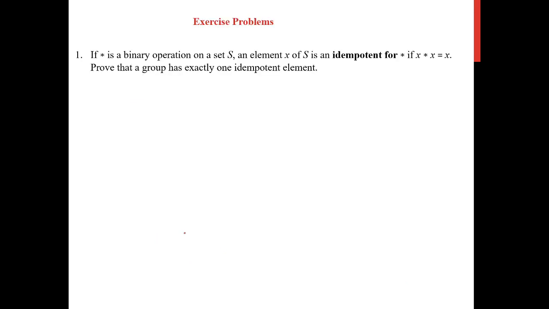So now I will do a few exercise problems. If star is a binary operation on a set S, an element X of S is an idempotent element for star if X star X equals X. So what is an idempotent element? If X star X equals X, then we say that X is idempotent. Prove that a group has exactly one idempotent element.